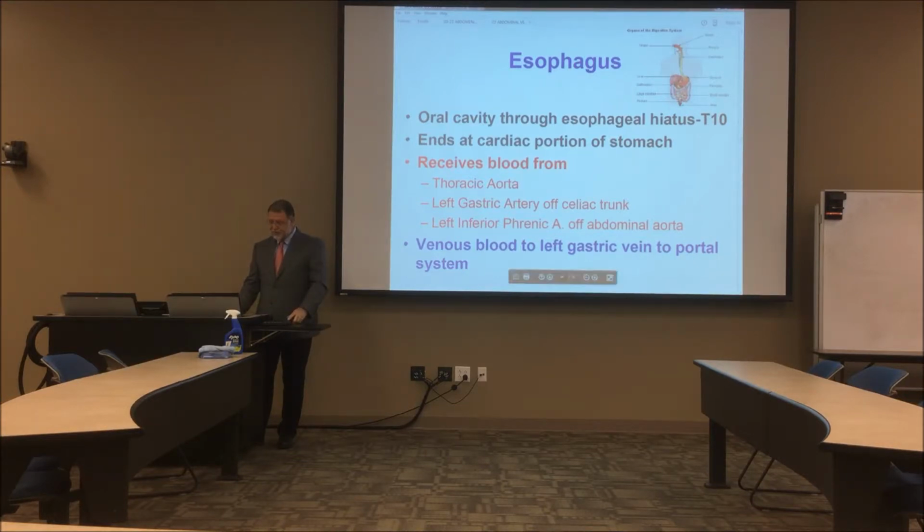And the venous blood return is going to go through the left gastric vein into the portal system. And you have to know that obviously the esophagus connects the oral cavity and the stomach. There's one specific part that goes through the diaphragm, and that's the cardia. The cardiac sphincter is the part where the esophagus ends and the stomach begins.